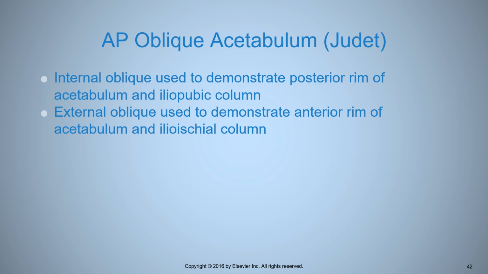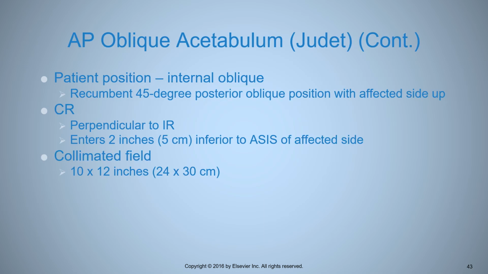Internal oblique demonstrates the posterior rim of the acetabulum and the iliopubic column. So that's on the true pelvis. The true pelvic border between the ilium and the pubis sets itself up in profile really well on the internal oblique. On the external oblique, you're going to see the anterior rim of the acetabulum and the ilioischial column, which is kind of like the posterior edge of the true pelvis.